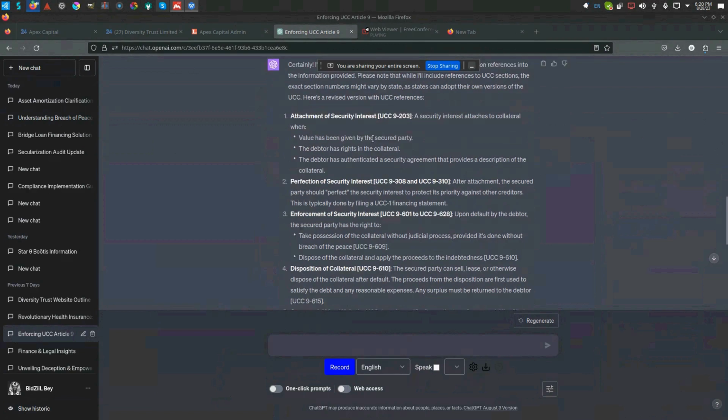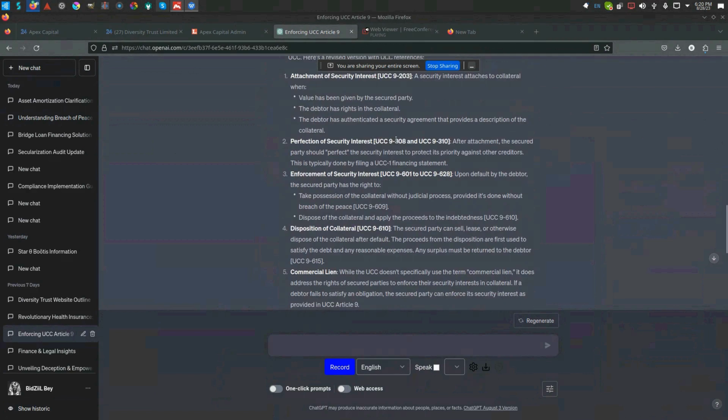Next, you have UCC 9-308 and UCC 9-310. After attachment, the secured party should perfect the security interest to protect its priority against other creditors. This is typically done by filing a UCC-1.